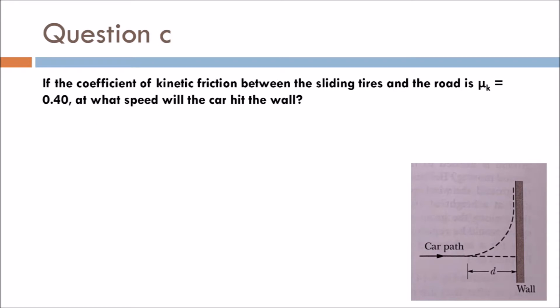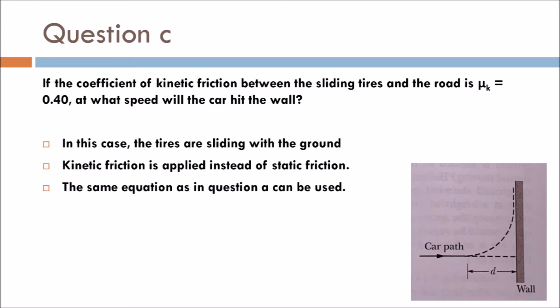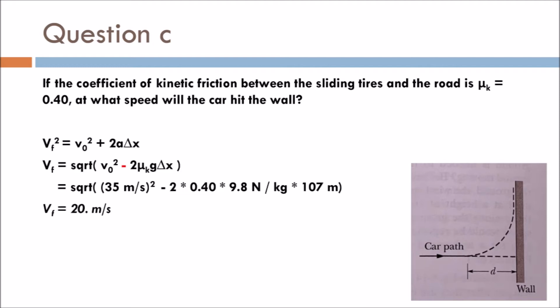Time for question C. Now, let's see how badly this driver will wreck his car. Since the tires are sliding with the ground, kinetic friction is used. And this question can use the same formula as question A, since they have almost identical scenarios, except here the driver is gonna lose some big money from this crash. We solve this question the same way we solve question A, and get 20 meters per second. Considering that that's around 45 miles per hour, there will be serious car damage bills, medical bills, etc.